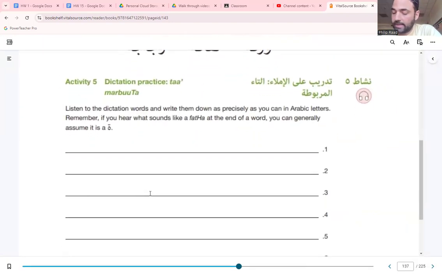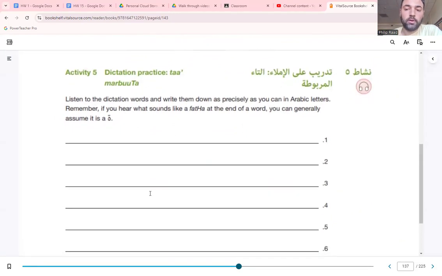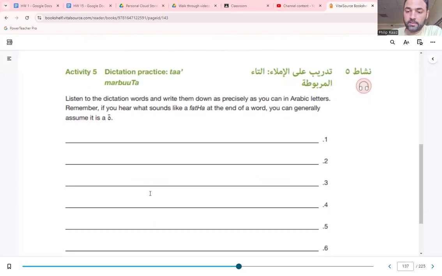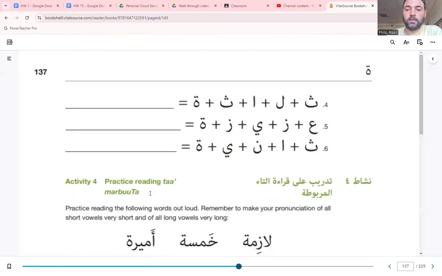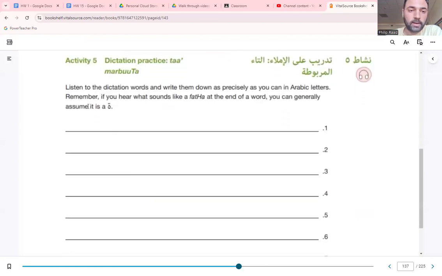So I'd like you to write down the word in Arabic letters that you hear. So I will say 9 words, and you will write them on your paper. You will write activity 5, and you will write each of the 9 words. The first word is sharika. Sharika. The second word is nisba. Nisba.